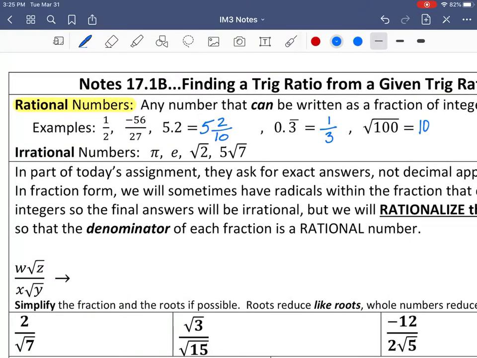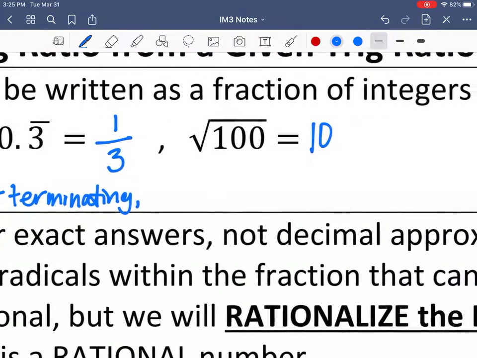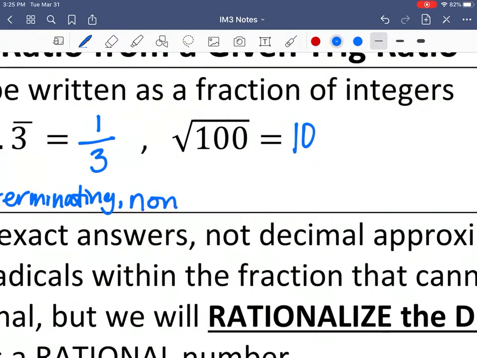Then you have something called irrational numbers. Irrational numbers are very common. They are numbers that are defined as non-terminating and non-repeating decimals.